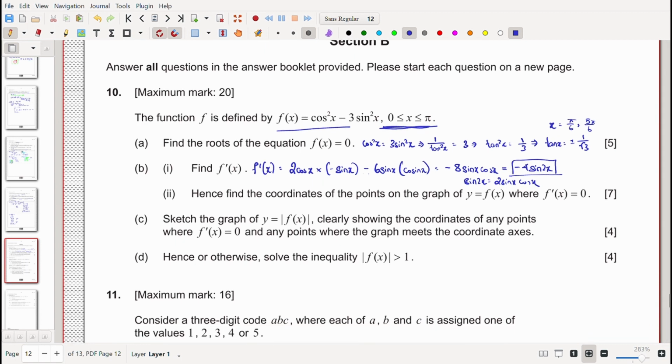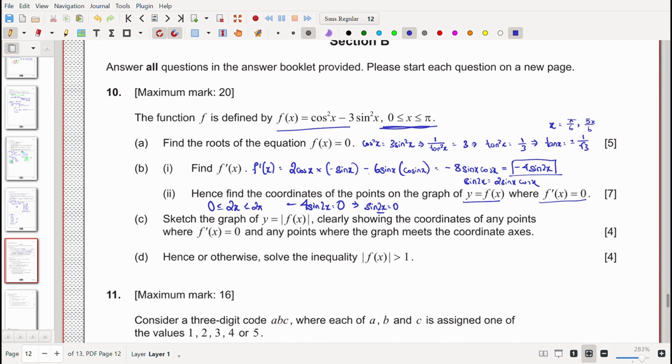Part 2 is finding the coordinates of the points on the graph of y is equal to f of x, where f dash of x equal to 0, which means we're looking for the maximas and minimas. So we're saying minus 4 sine 2x equal to 0, and that means that sine 2x equal to 0, and since we're dealing with 2x and not x, it lies from 0 to 2 pi.